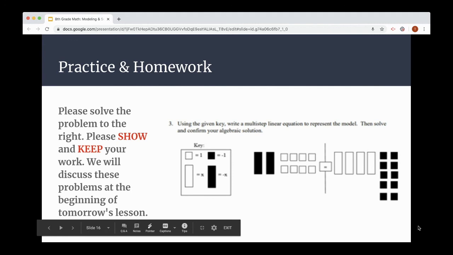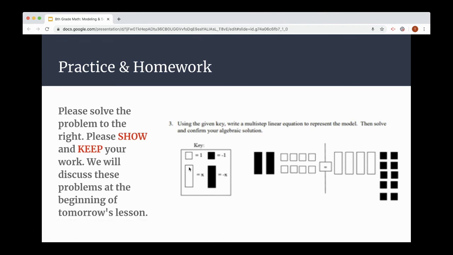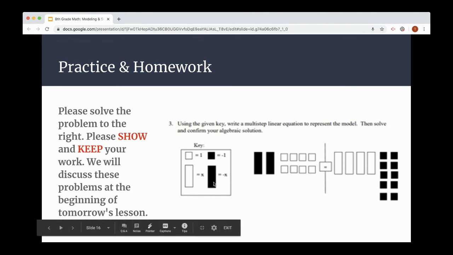And the second one here, it says, using the given key, write a multi-step linear equation to represent the model, then solve and confirm your algebraic solution. So remember, looking at your key there, this key is a little bit different. You have your light colored box unit is just positive 1, your dark box is negative 1, and then you have your positive x and your negative x there.